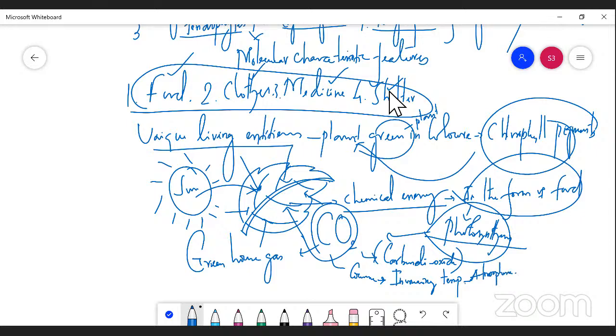Resulting, what happened there? You are already studying about global warming. So what do you mean by global warming? Increasing temperature in the environment or atmosphere is commonly called global warming.